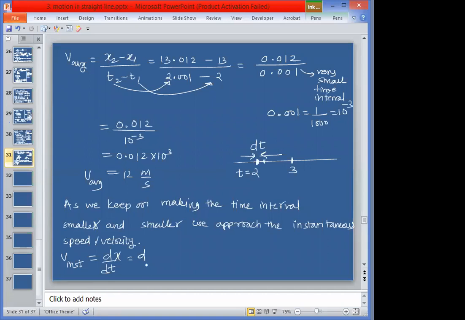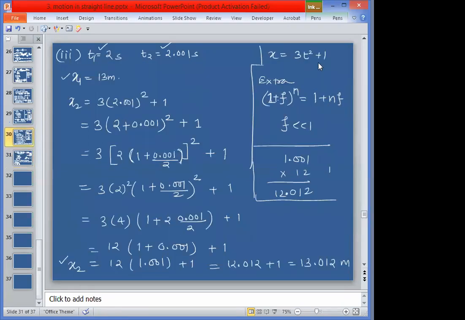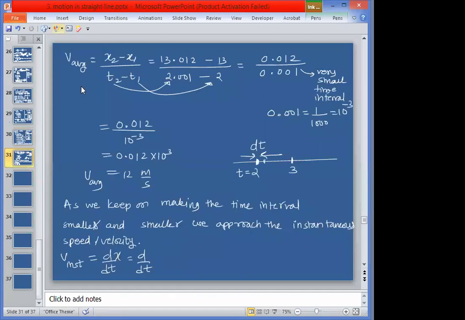So d by dt of position x. चा फॉर्म्युला काय दिलाय? Position x is given as what? Let me check. 3t square plus 1. So right here, 3t square plus 1. So derivative of this will be what? 3 constant out of derivative. T square is derivative 2t, plus derivative of 1 is 0. Answer will be 6t. Answer किती आलं? 6t आलं. So instantaneous velocity is a formula, काय आला? 6t.